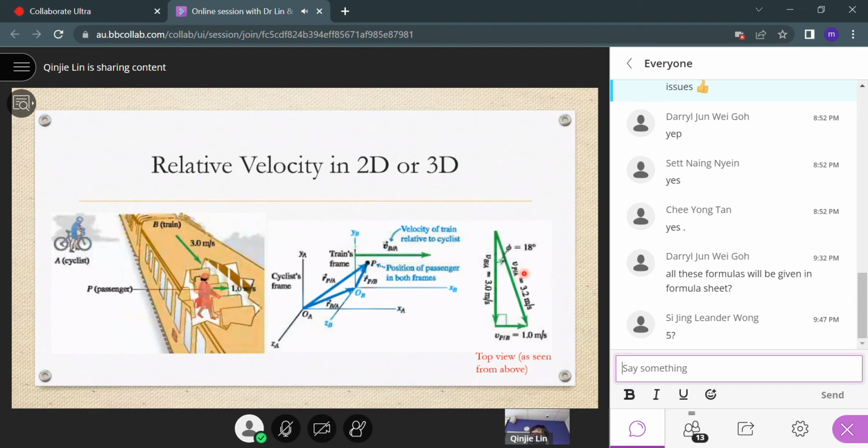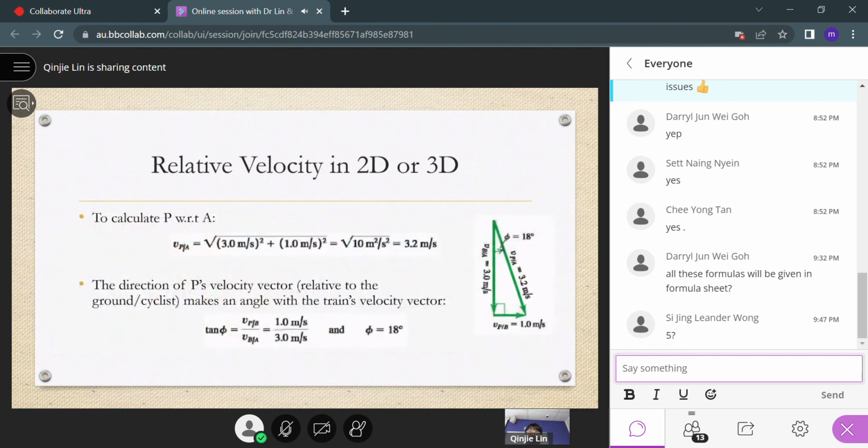So this VPA, that means P relative to outside, this is her actual velocity. So in the actual case, she's moving in a direction that is pointing down and to the right, because the train is moving down also, and then she's moving to the right. So this is the true velocity. And to calculate the value, why is it 3.2? This one you will use Pythagoras theorem. So you use Pythagoras theorem to calculate 3.2. For the angle, same thing, you will use trigo to calculate.